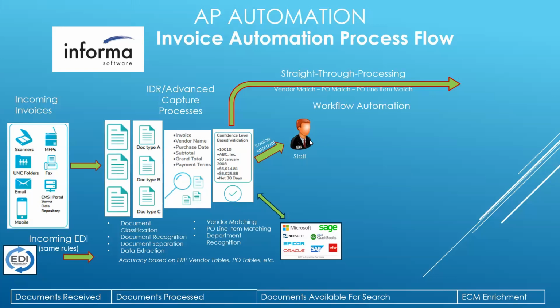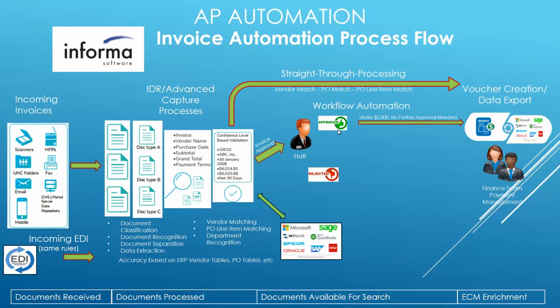It can even be a variable workflow based upon how it's reading what's on the form. Let's say that you've got a rule that anything below $5,000, the first line manager can approve it. So then the person could see this, they could approve the invoice, and it goes straight into the back-end system for voucher creation and data export. But, of course, they could also disapprove it, and that'd be an option.